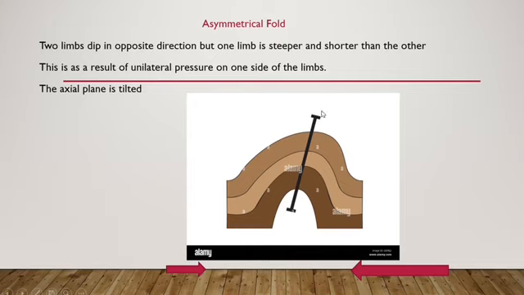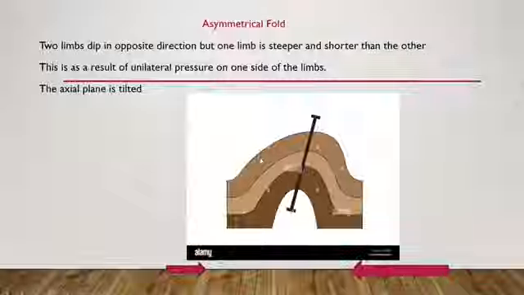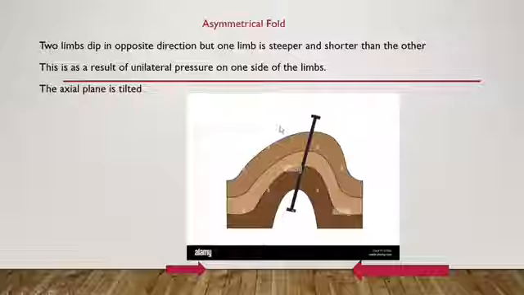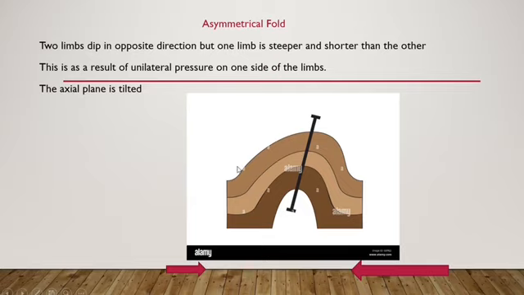As a result of that, the axial plane is what? Tilted to the left. So let's look at how the axial plane is tilted. You see that the axial plane is tilted to the left. It tells you that the pressure coming from this side is stronger than the pressure coming from the right hand side. So the pressure from the left is stronger than the pressure from the right, leading to what? One limb being steeper. So this is the steeper and shorter limb, and then this is the longer and gentler limb. And that is for the asymmetrical fold.